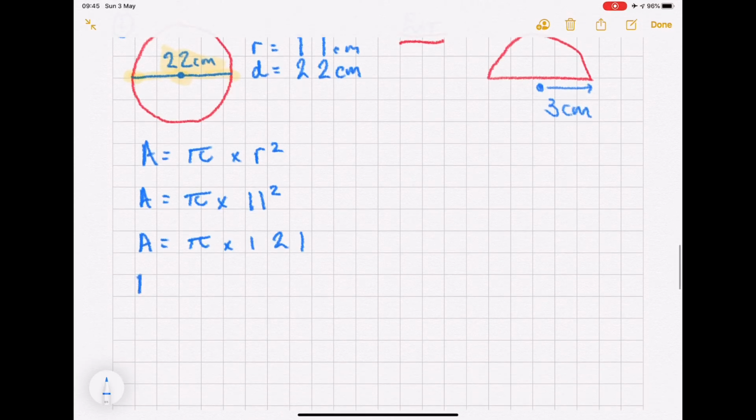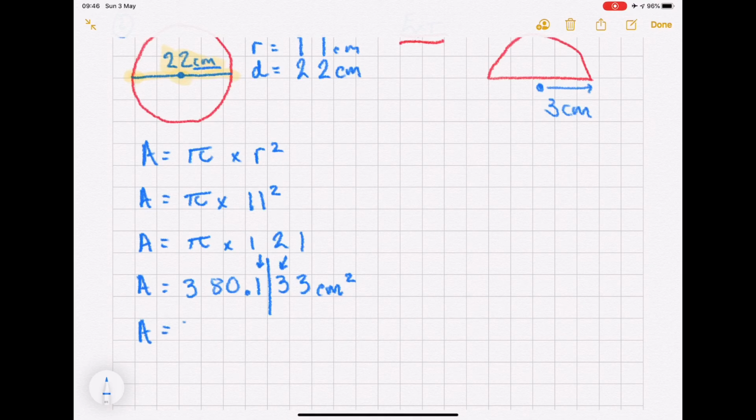And if we do, we get an area of 380.133. And it's centimetres squared. Squared because it's an area, centimetres because we're working in centimetres. Let's round this to one decimal place, so we cut it off there. We see, is this number 5 or larger? No, it's not, so this number stays the same.